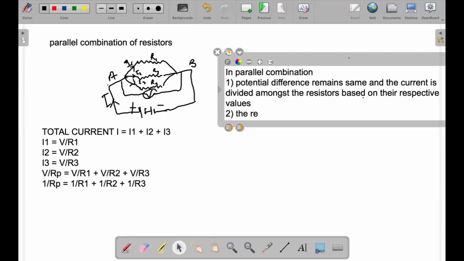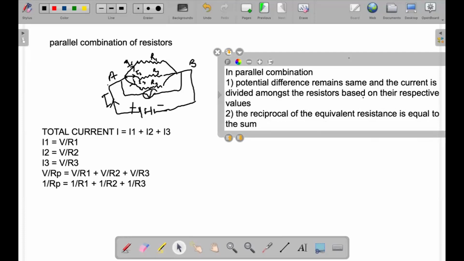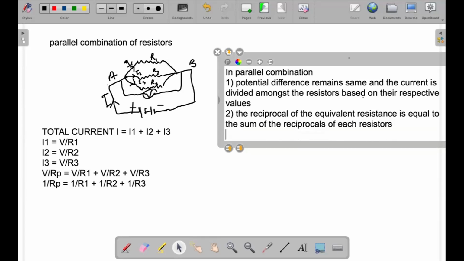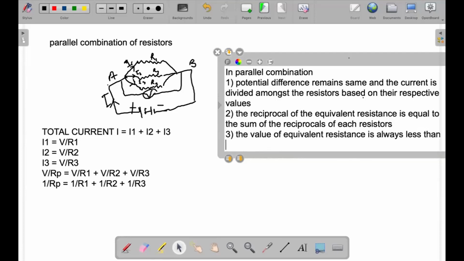The reciprocal of the equivalent resistance is equal to the sum of the reciprocals of each resistor. The value of equivalent resistance is always less than any of the resistors, the one having the lowest value. Right.